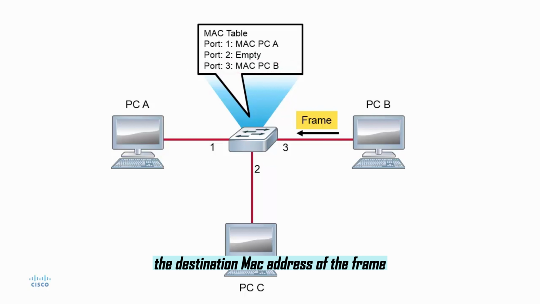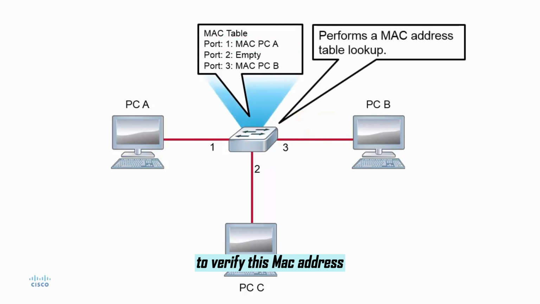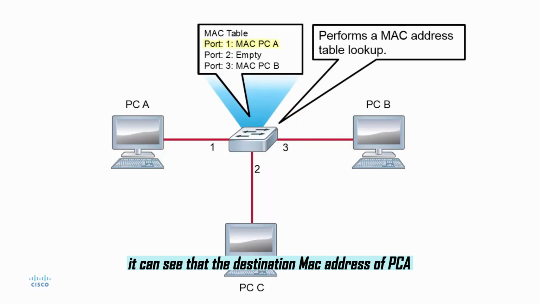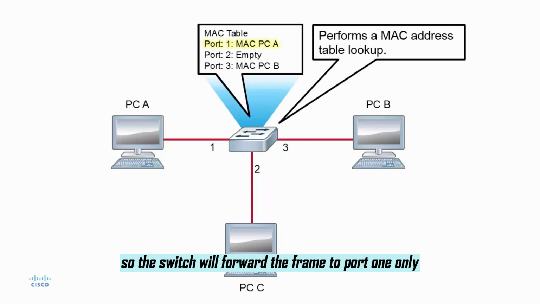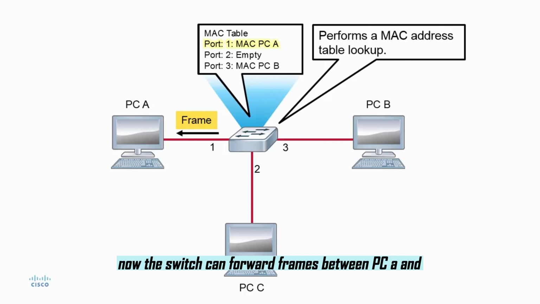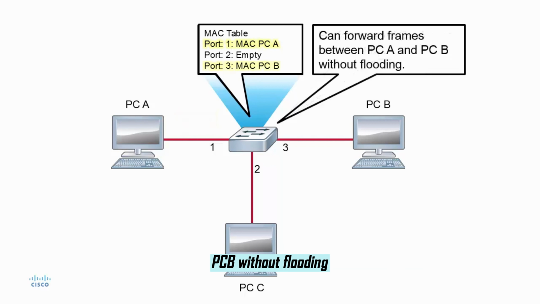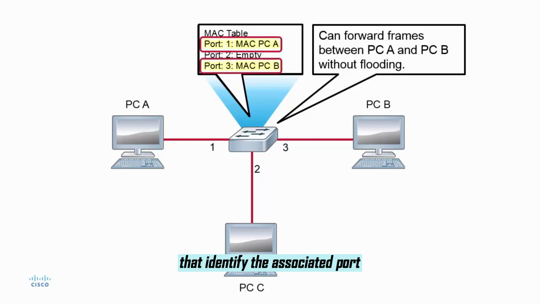But remember, the destination MAC address of the frame is set to the MAC address of PCA. So what will the switch do now? Well, the switch will perform a MAC address table lookup to verify this MAC address in its MAC address table. It can see that the destination MAC address of PCA is associated with port 1. So the switch will forward the frame to port 1 only. Now the switch can forward frames between PCA and PCB without flooding because it has entries in its MAC address table that identify the associated port.